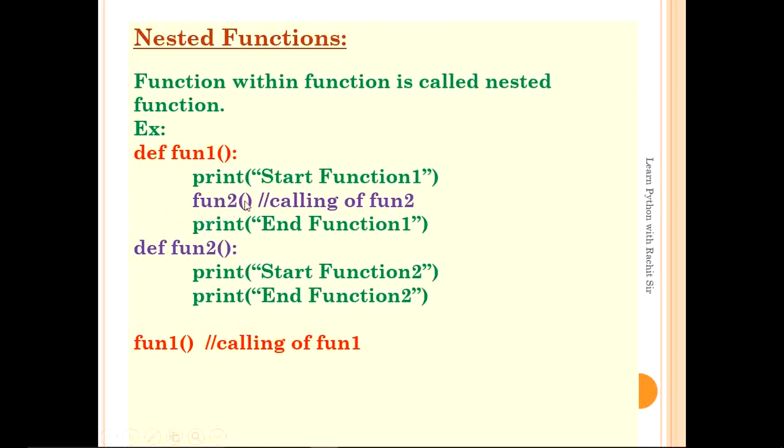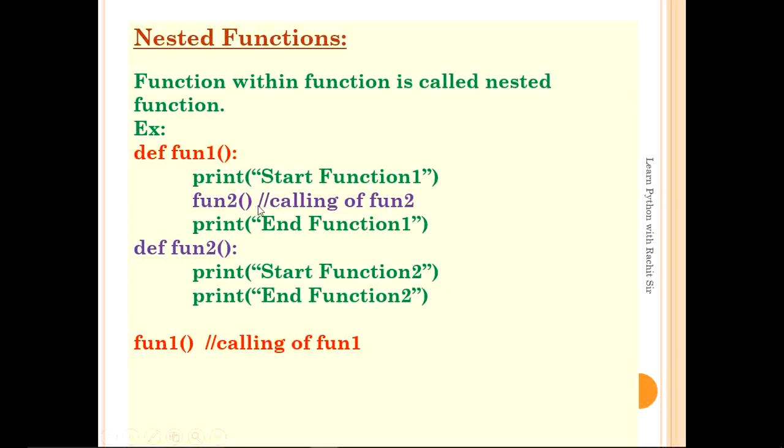This is the calling of function 2. So this is calling of fun2. After that the cursor will directly jump to its definition, the definition of fun2. So the cursor will come here, it will execute these two lines. It will print start function 2, then end function 2. Then whenever it completes the definition of fun2, the cursor will again go to the calling of fun2.